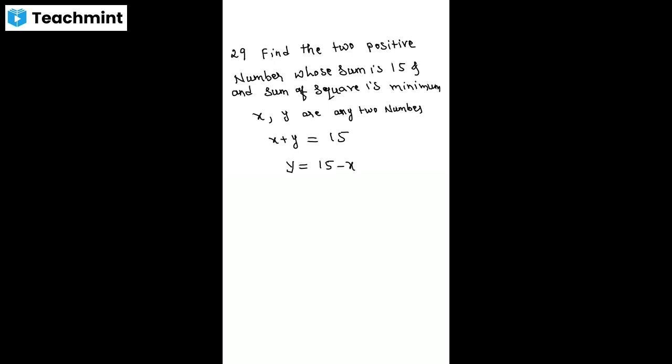The sum of whose squares is minimum. So let us consider the sum of the squares as f of x, which is x square plus y square. Converting, f of x equals x square plus (15 minus x) whole square.